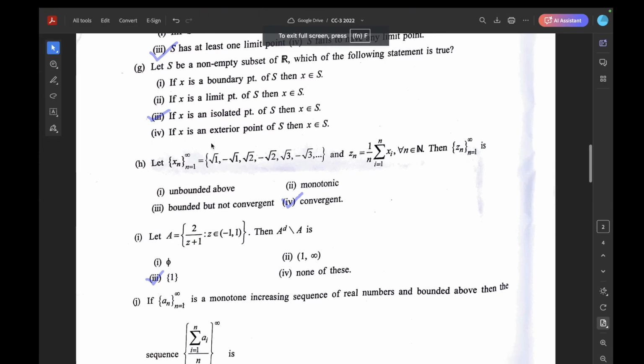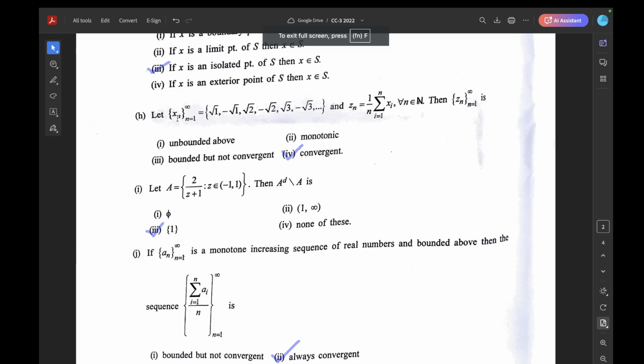Next question, 8. The sequence xn is root 1, minus root 1, root 2, minus root 2, root 3, minus root 3, and so on. And Zn equals 1 by n times the summation of n terms xi, for all n belonging to the natural numbers N. Then this sequence Zn, the correct option is 4, a convergent sequence.